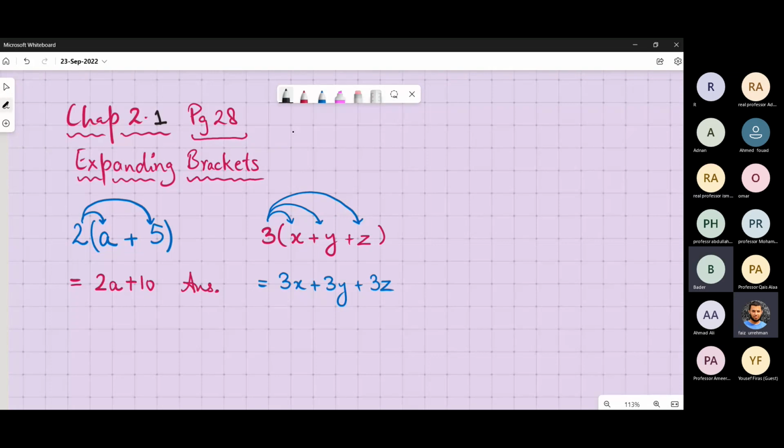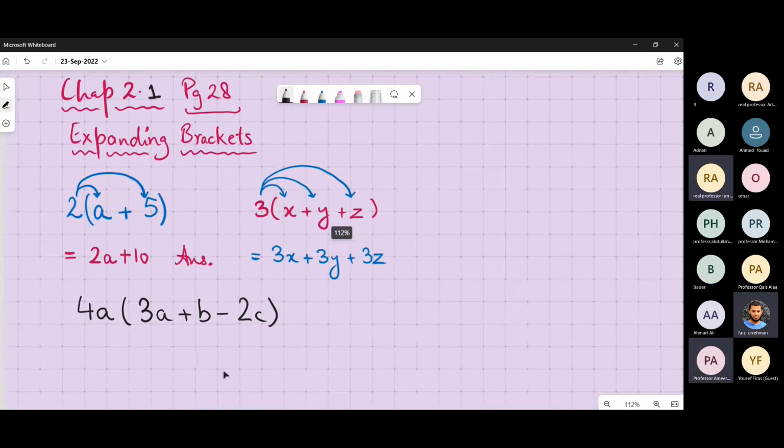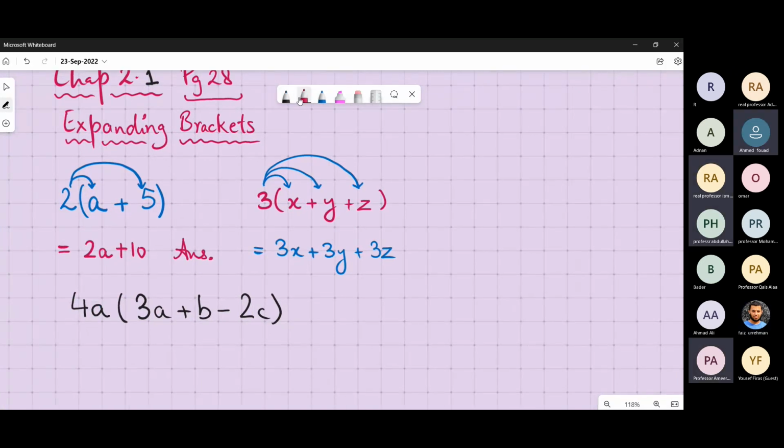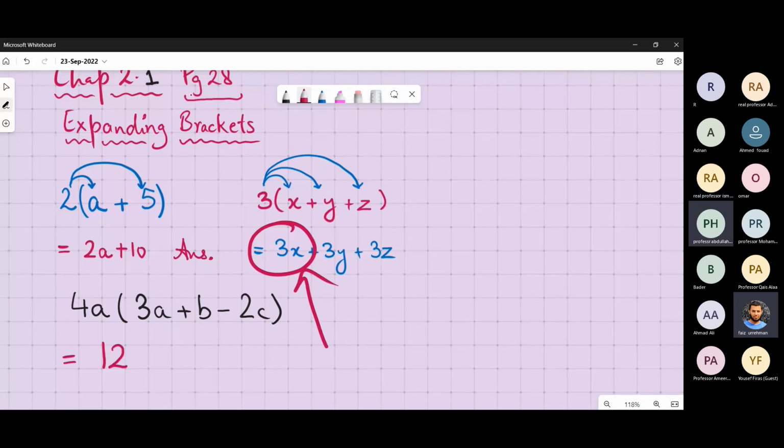And for example, there is one more solid example I'll tell you. For example, outside the bracket you have 4a, and inside you have 3a plus b minus 2c. So now, who dares to give the answer? Just tell the first term, Abdullah Hamza, just the first term. No, 4a is not the first term. Forget plus and minus, just tell me the first part. Then the second part will be by another student.